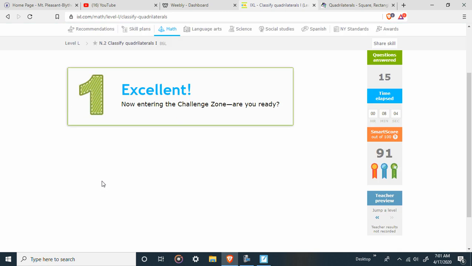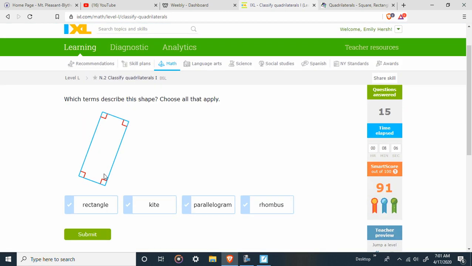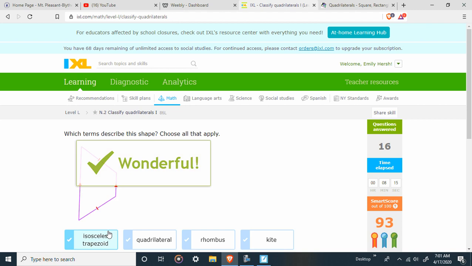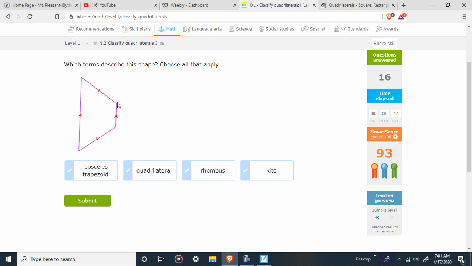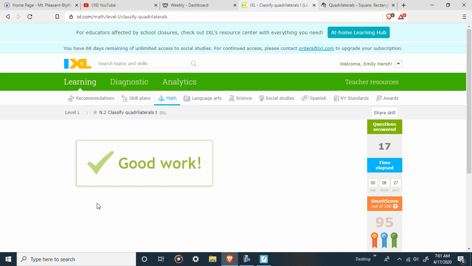Okay. So again, these are the types of things you're going to see. Nothing crazy. Which terms describe the shape? Well, that's a rectangle, right? For sure, that's a rectangle. But please remember, rectangles are also parallelograms. Okay. This is, again, turn your head kind of sideways. This is a quadrilateral for sure, but it's also an isosceles trapezoid. Right? It's got parallel sides and one set of sides that are congruent.